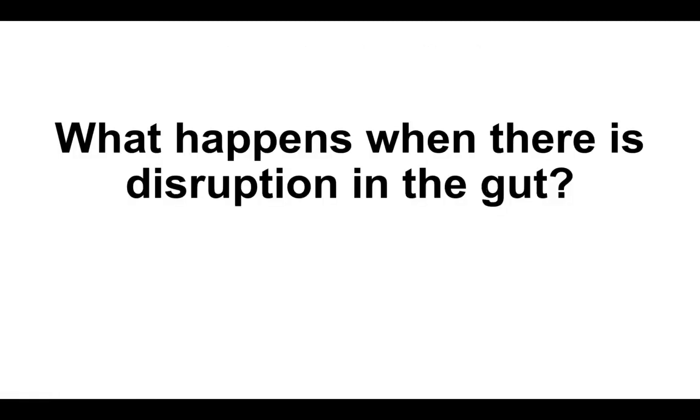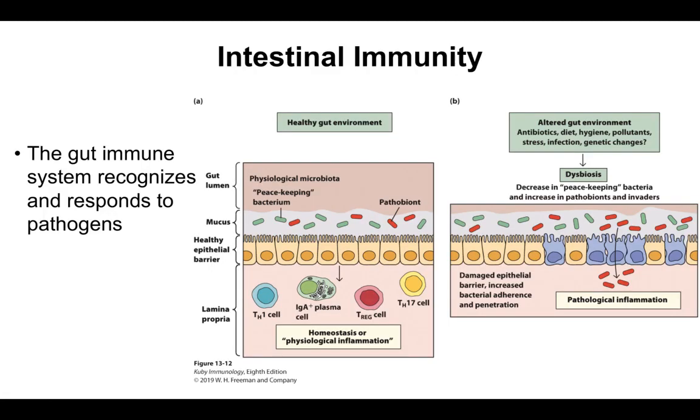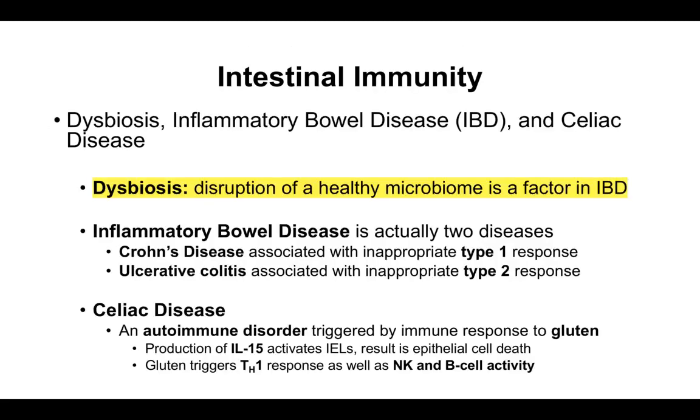What happens when there's disruption in the gut? So if you have more of these pathobionts, or microbes that are considered to be not peacekeeping or more invaders, you can get damage to the epithelium and ultimately inflammation. And if you have inflammation long term and a disruption to the microbiome, that seems to be a factor in inflammatory bowel diseases.